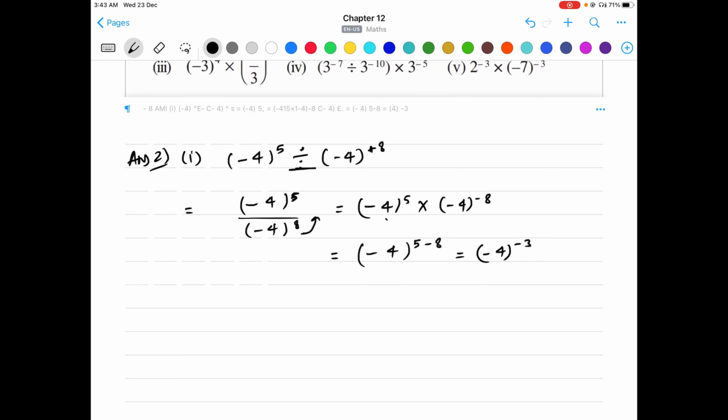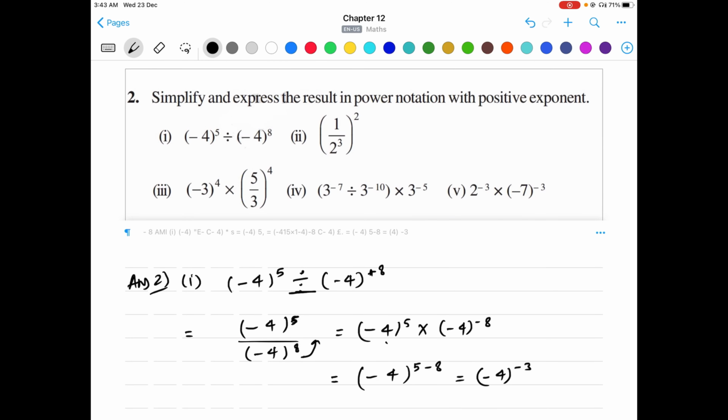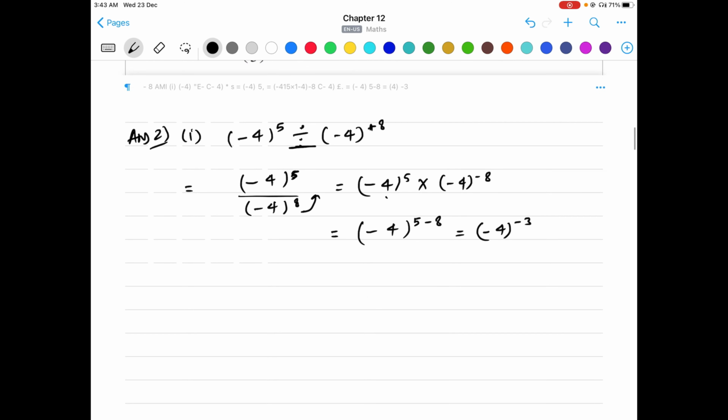So that's the answer, but you are asked to represent this as a positive exponent, and we are getting a negative exponent here. So we can again shift this number back into the denominator, so it will be 1 divided by minus 4 power 3. Now we have this positive exponent. That's how we can solve this.